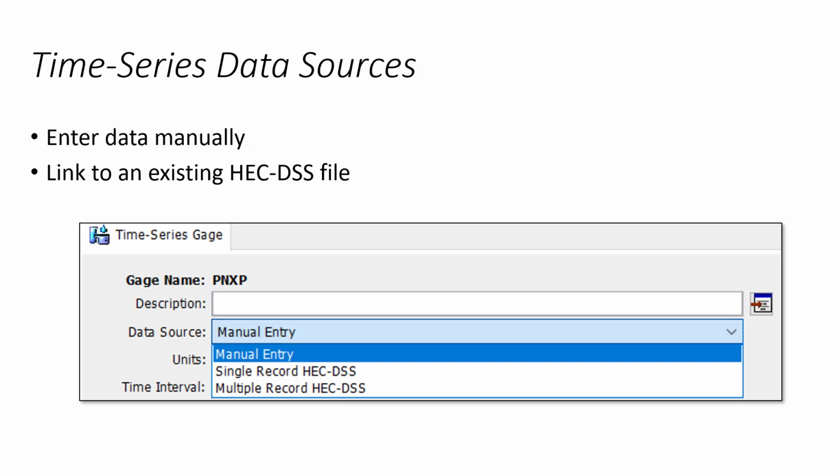Once the Time Series Data component is created, the time series data must then be linked to that component. Time series data can be populated within HMS in one of two ways. Manually, by copy and pasting data directly into the HMS time series table, or by linking the time series record from an existing DSS file.